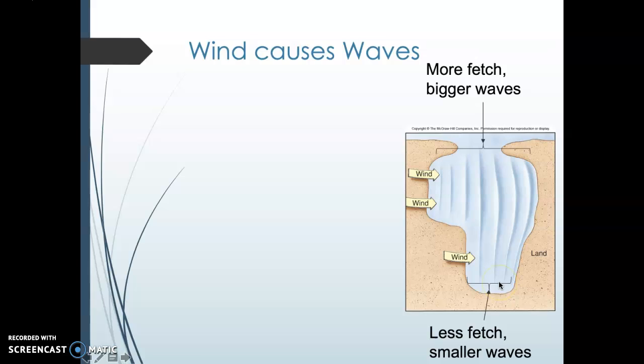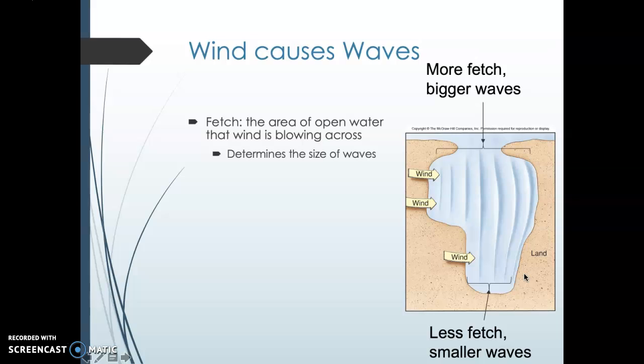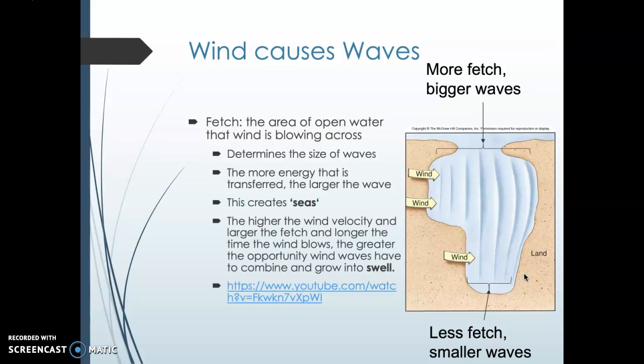And that's just basically because not as much energy is being transferred into the water in a smaller area. So the more energy that is transferred, the larger the wave. The first thing that's created are seas. And the higher the wind velocity, the larger the fetch, the longer the time that it blows, the greater the opportunity that these wind waves have time to combine and grow into organized swell.